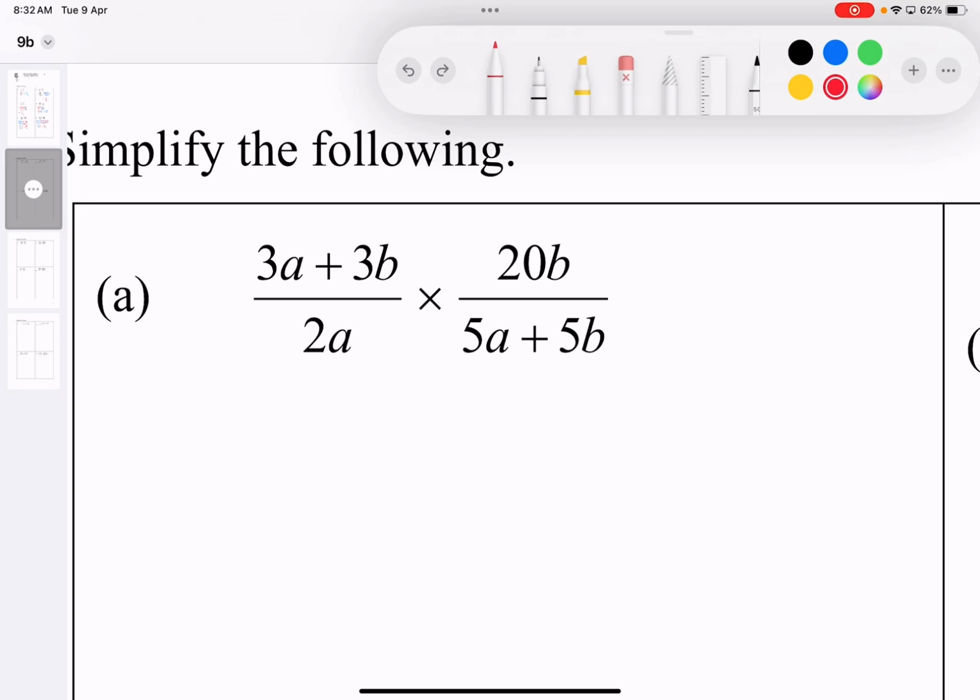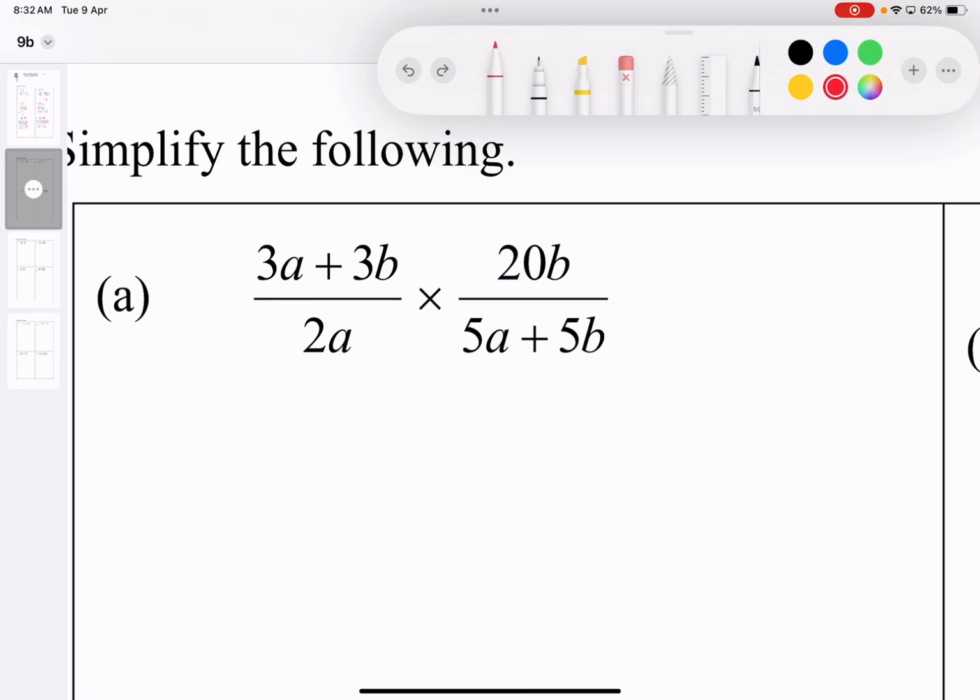Why? Because this is not multiplication. You must treat this as one whole factor. So how are we going to do this question? In order for me to do this question, first I need to look at this plus and ask myself, can I factorize any common terms out of these two first? Am I able to factorize any common terms out of here?